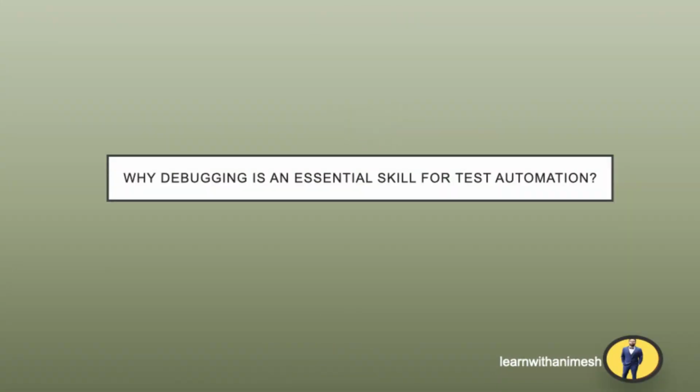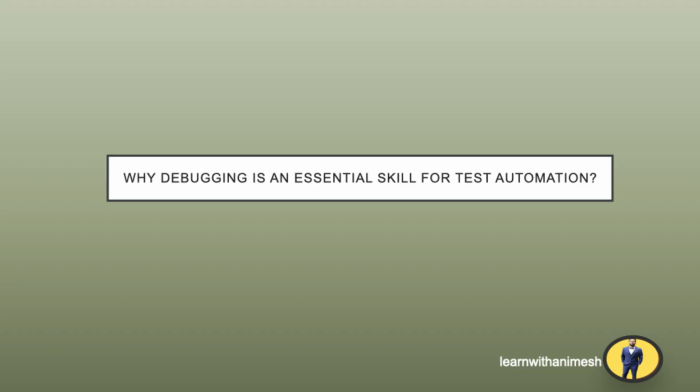Let's get started. So the question may be, why is debugging an essential skill for test automation engineers? Let's say you are writing a script, and your script is failing in between or in CI. So you need to know why your script is failing, and you need to put a fix on those.